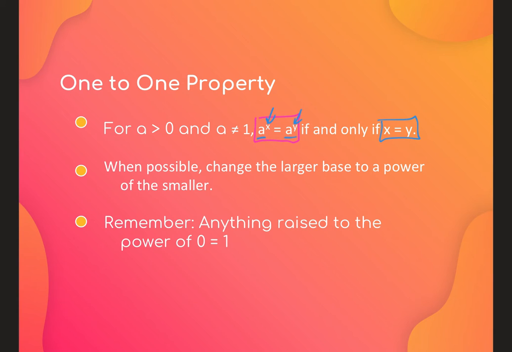In these types of problems, there's going to be a variable in the exponent, and we have to work to get the base to be the same, and then we just set the exponents equal to each other. It's not always possible, but usually when it's possible, we will change the larger base to a power of the smaller.